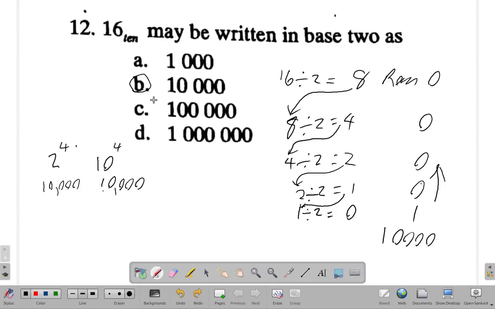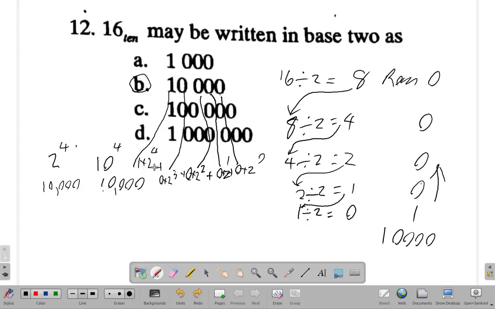Another thing I could do, since it's multiple choice, I know that these are in powers of 2. So it's 0 by 2 to the 0, plus 0 by 2 to the power of 1, plus this 0 by 2 to the power of 2, plus this 0 by 2 to the power of 3, plus this 1 by 2 to the power of 4.